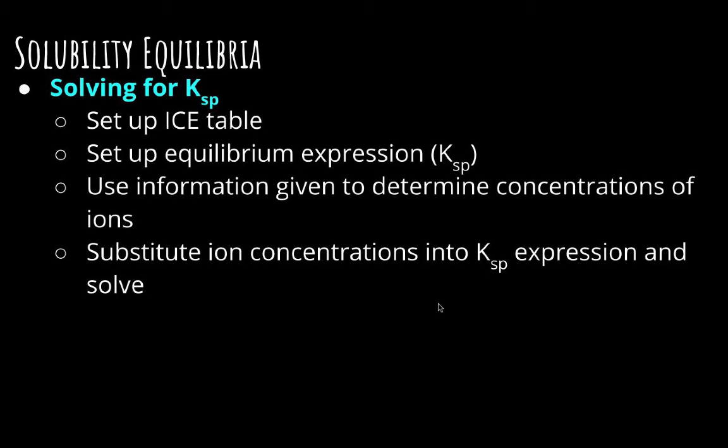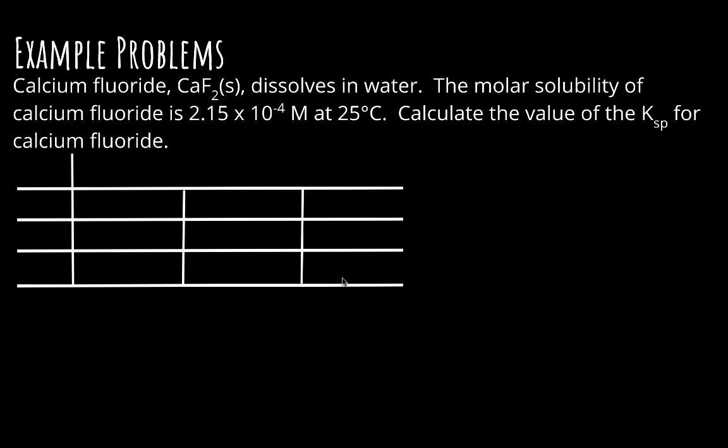The next type of solubility problem you could have to do is solve for KSP given ion concentrations or molar solubility. So you're going to set up your ICE table again, set up your expression, use the information given to figure out the concentrations of the ions, and then you substitute those into the KSP expression and solve. So this one says calcium fluoride dissolves in water. The molar solubility is 2.15 times 10 to the negative 4. So that is x. Molar solubility, again, we said was x. Calculate the value of the KSP for calcium fluoride.